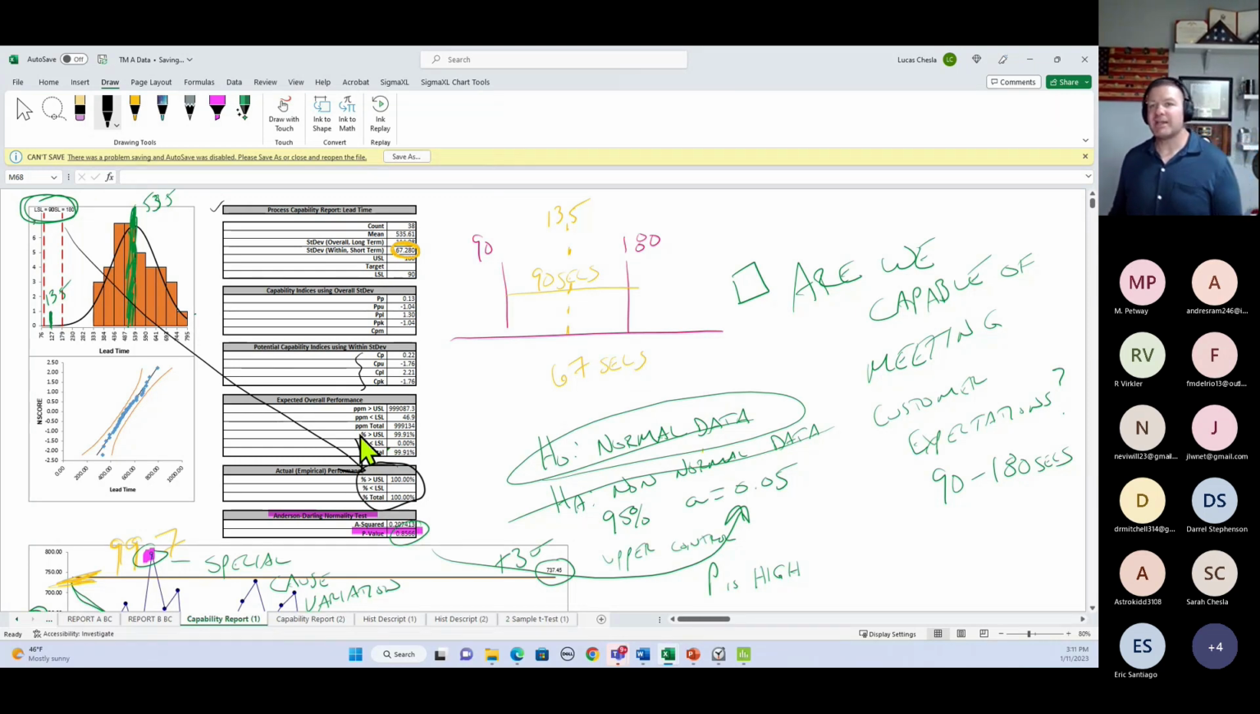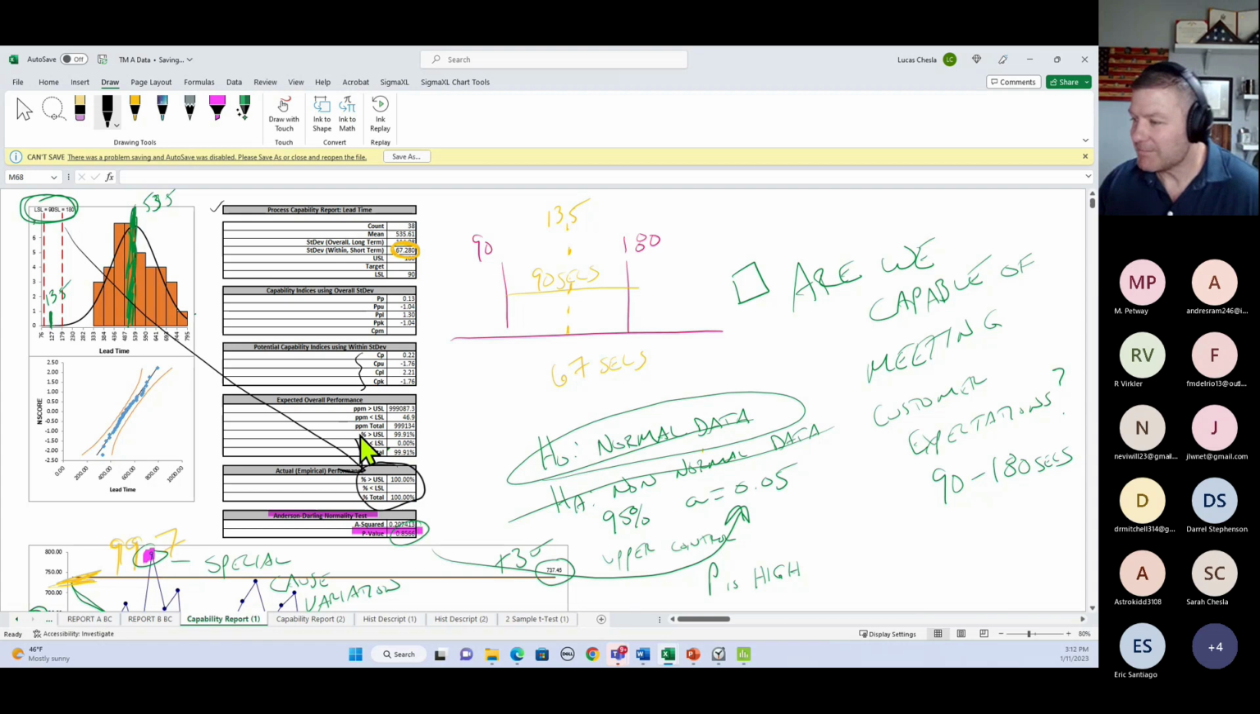Nope. And then I kept asking you that one question at the beginning. Well, then how far off are we? There it is. We're 100% off. 100% of our data falls outside of our upper spec limit. That's how far off we are. And now we say, well, what the heck are we going to do about it? That's the next class. Let's get to the root cause.